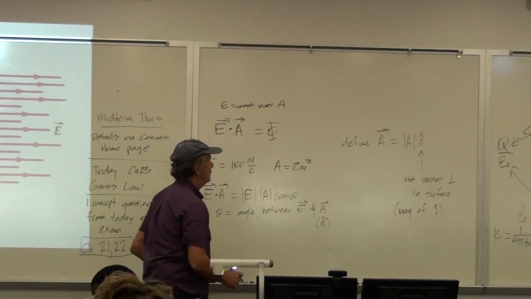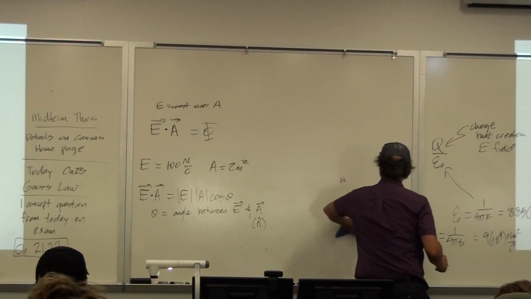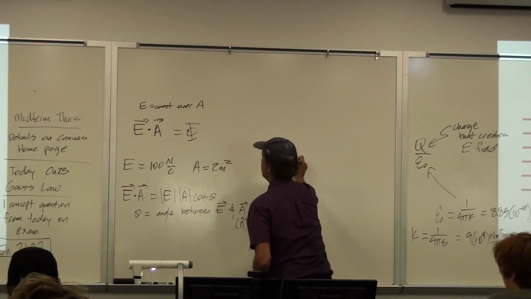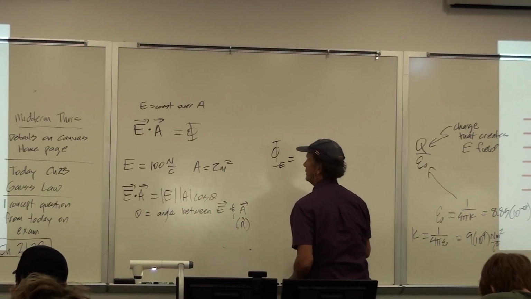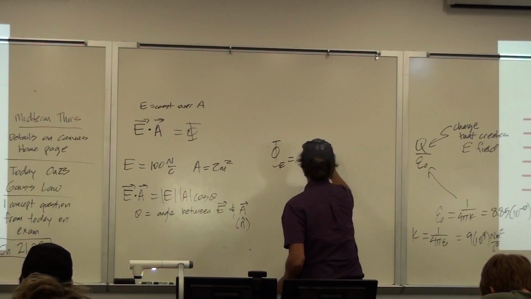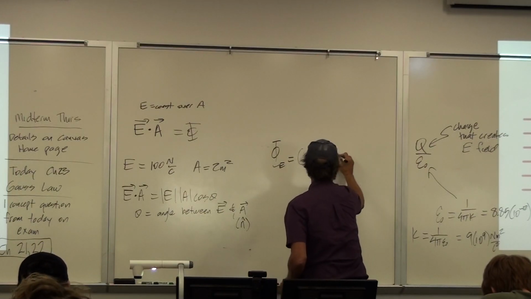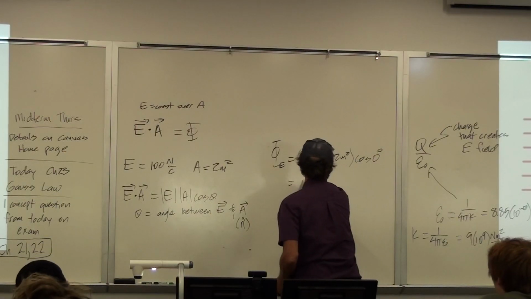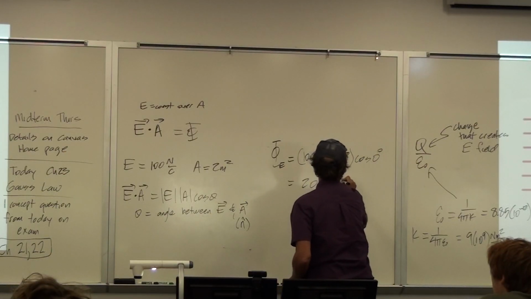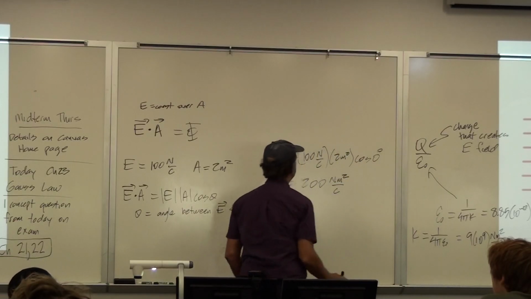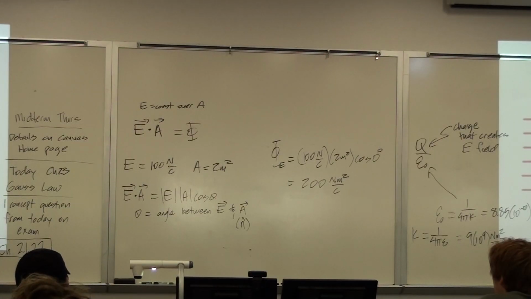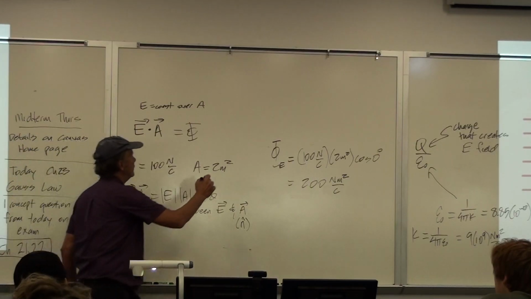Then our electric flux would be equal to 100 newtons per coulomb times 2 meters squared times the cosine of 0 degrees. And that would be 200 Newton meter squared per coulomb. And that would be our electric flux. But what if the angle was, say, 30 degrees?